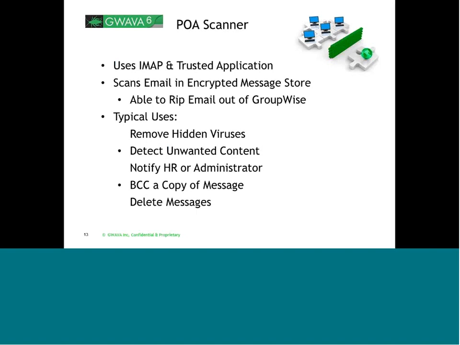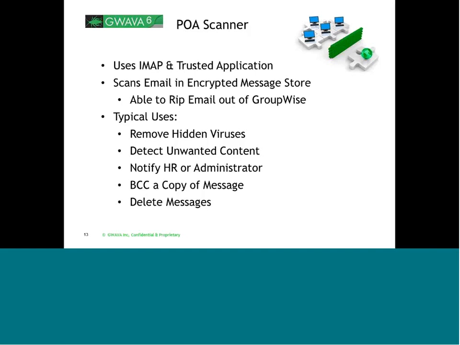Our POA uses IMAP to go into your post office and scan the relevant messages. We have a trusted application that gets installed into your GroupWise system, and that's how we authenticate to your post office. We're able to rip the email completely out of GroupWise, and a lot of people are doing the scanning way before they do the archiving of any solution. But if you have a current environment that has not been scanned, we have the ability to go in afterwards and do a peer scan of your system.